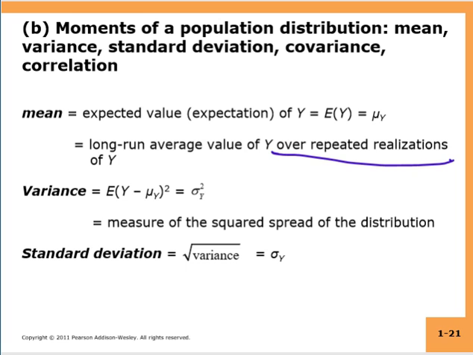What is variance? Variance is a measure of spread. That is, what can you expect? Even though your mean over repeated realizations is something, how much will individual values differ from the mean? How much of a spread can you expect around the mean?